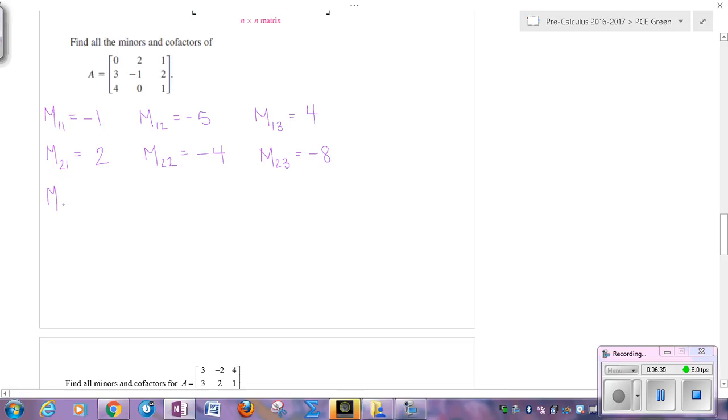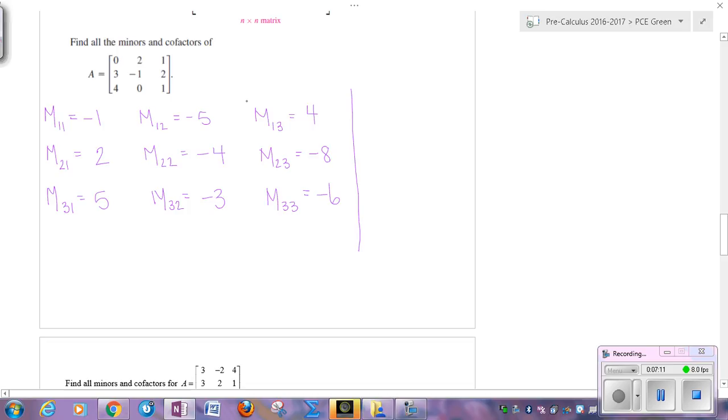Now I'm going to do the third row, first column, third row, second column, third row, third column. Okay, so third row, first column. So I'm going to do 4 minus -1, so that's going to give me 5. Third row, second column, 0 minus 3. Third row, third column. So that's 0 minus 6, so that's -6. So these are all of your minors.